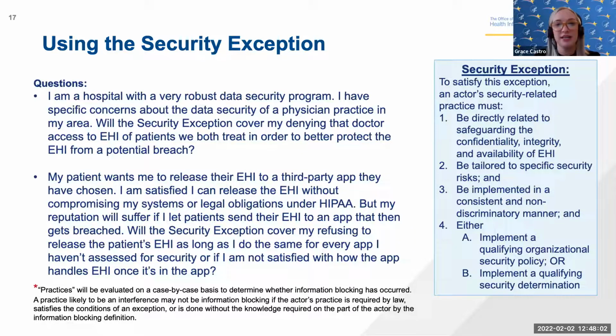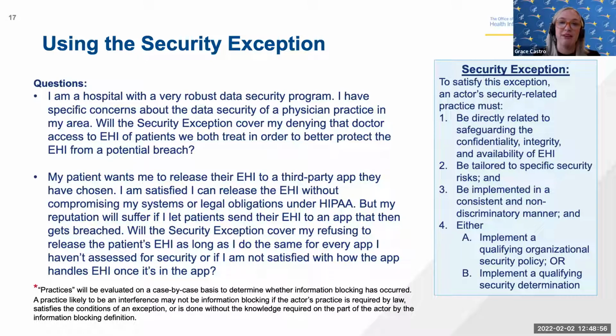So this one, as it stands, I would say it depends. In this particular case, the timing and the type of connection are both going to be relevant. For instance, if the actor has concerns that are tailored to a specific security risk of the hospital system, or if the actor is concerned about a potential breach of EHI during the transfer of the EHI, then yes, that's a potentially appropriate use of the security exception. And here the type of connection matters. If there are identified and tailored specific security risks, that's really when we're looking to apply that security exception.